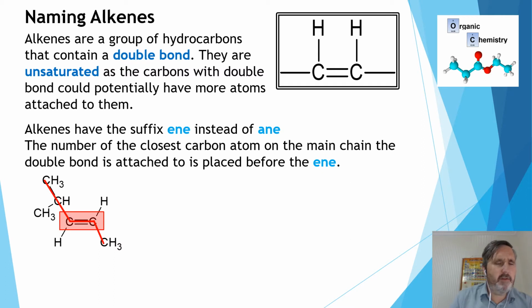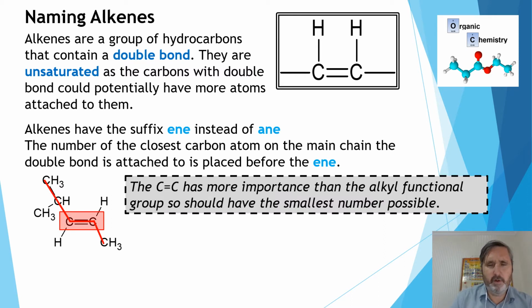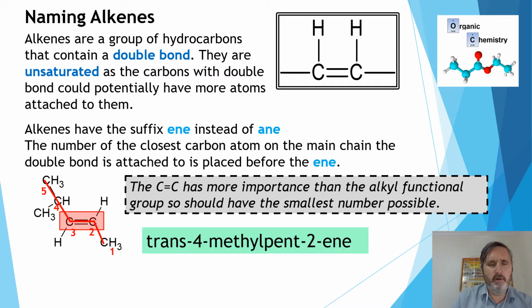Now before we do that, we need to recognize that this double bond is very important, and it's even more important than this substituent group that I wrongly called a functional group here. Oh, sorry, the alkyl group is less important than the double bond, so I'm going to number 1, 2, 3, 4, 5. So the smallest number for the double bond is number 2, and that's the one we use. And remember we had this methyl substituent off number 4. So the name of this is 4-methyl-pent-2-ene. Notice I've put this name called trans in front of it.